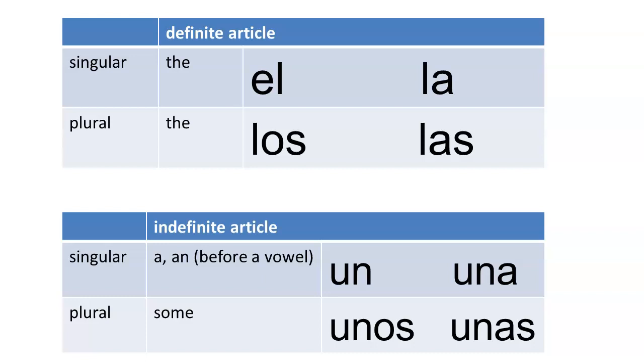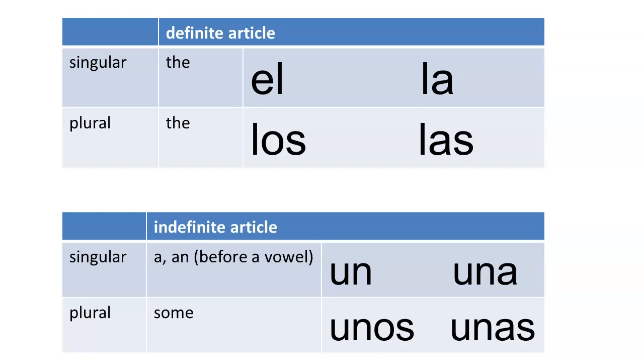In English, the definite article is the for singular and plural words. For example, the house, the houses. We call it a definite article because it refers to something very specific. For example, if I say, did you bring the book that I asked you to bring? When I say the book, I'm referring to something that's very specific.